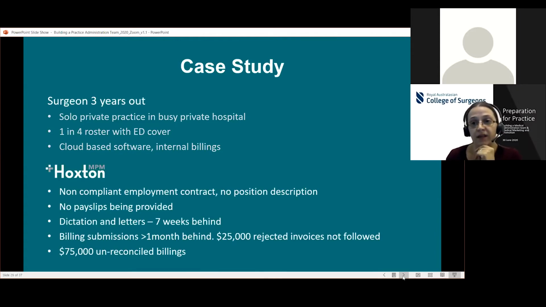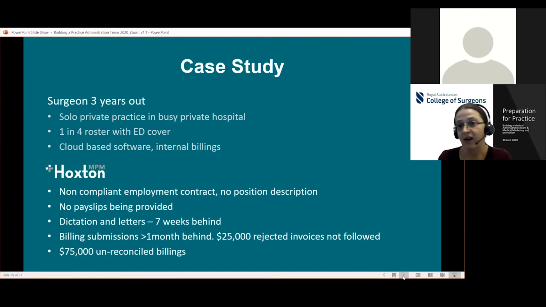We found when we went in there and did a gap analysis that they had non-compliant employment contracts, no position descriptions, they weren't providing pay slips, their dictation was 7 weeks behind, which is terrible because that's, A, from a marketing perspective, which you'll talk about later, the way that you're going to connect with your referring doctors and build your reputation with your referring doctors, and B, obviously the clinical care potential impact for those patients. And their billings were at least a month behind. There was more than 25 grand that had been rejected and not followed up, and at least $75,000 that wasn't reconciled at all. So who knew if it had been paid or what state it was in? So it was a bit of a mess.